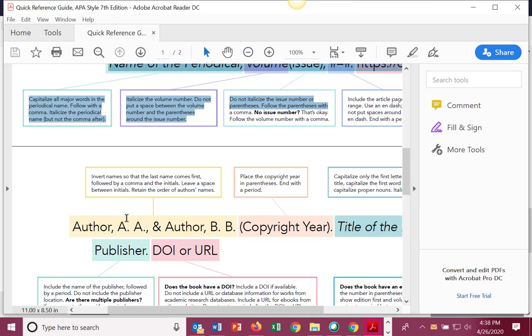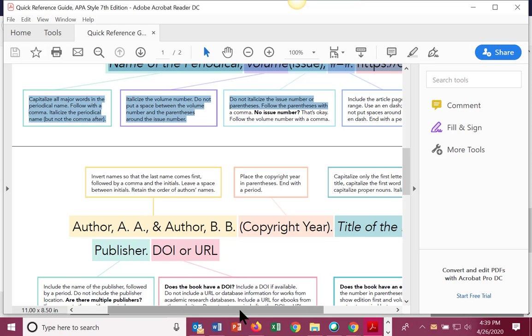Author goes first. Authors' names are inverted, so the last name comes first, followed by a comma and the initials. Leave a space between initials, and retain the order of the authors if there's more than one. The second part of any citation is the year of copyright or year of publication. It goes in parentheses, followed by a period after that.